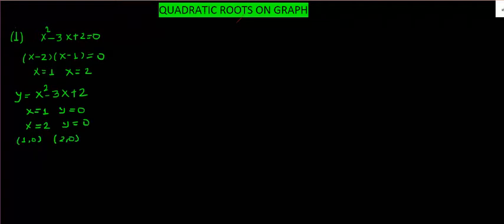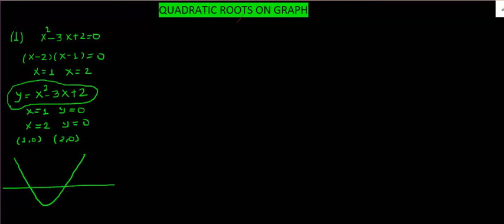If we plot the graph of y equals to x square minus 3x plus 2, then the graph of this system is like a parabola. And position of roots: if the x-axis cuts the graph, then these 2 points will be the roots. It is the point (1, 0) and this is the point (2, 0).